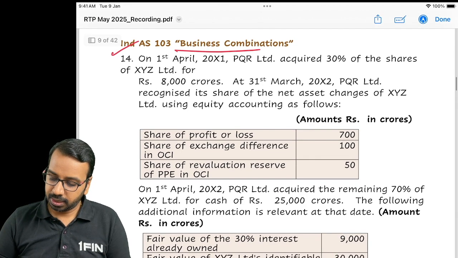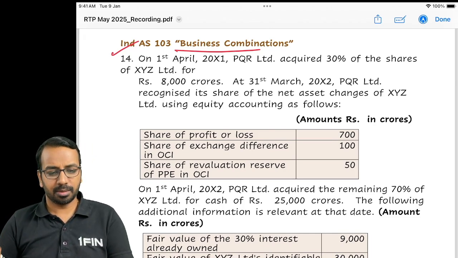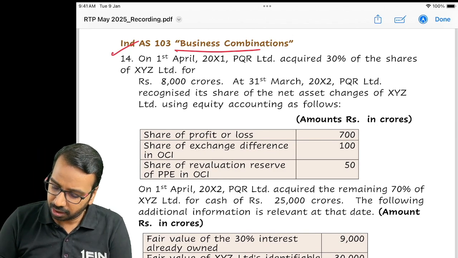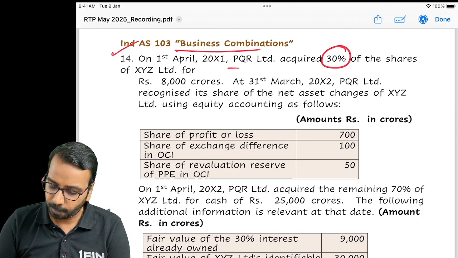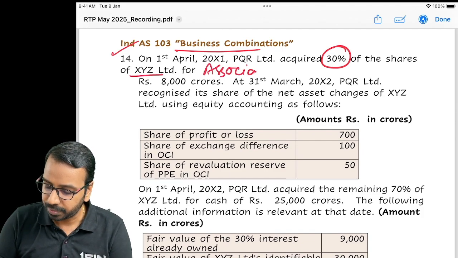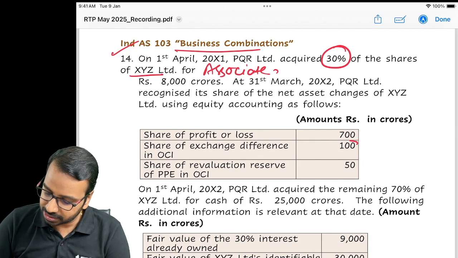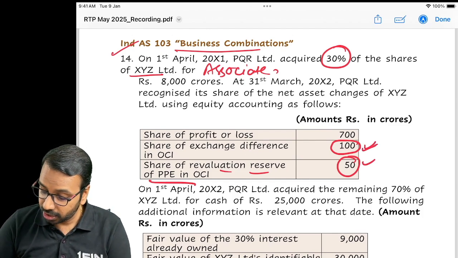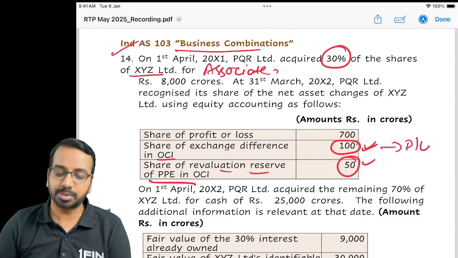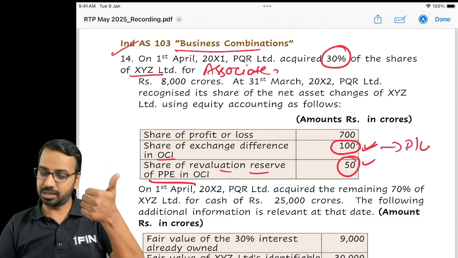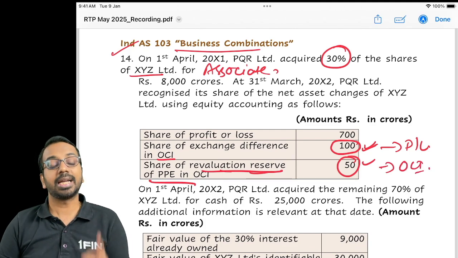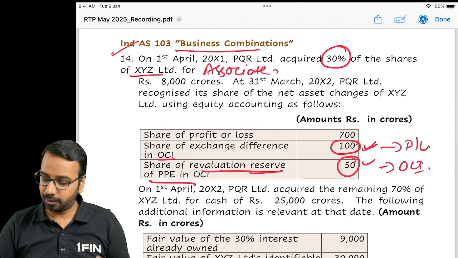Then, business combination. This one is straightforward and a simpler question, and this you can directly do on your own. There is nothing complicated. The only thing is that initially there is 30% of XYZ, where you have done associate accounting. While doing associate accounting, we have recognized share of exchange difference in OCI and share of revaluation reserves of PPE in OCI. Now this 100 from OCI, this will be transferred to P&L subsequently when we de-recognize the associate. That is the first thing. But this revaluation reserve that is there in OCI will continue to remain in OCI. This we will not transfer to the P&L. Okay, that is one thing.